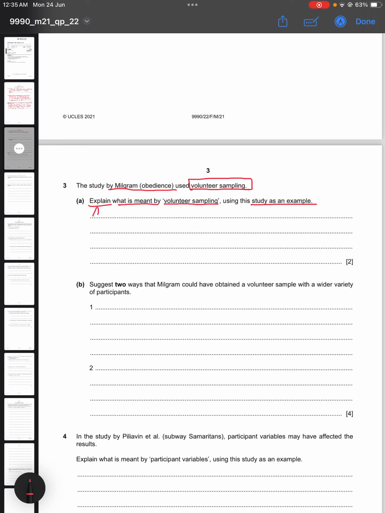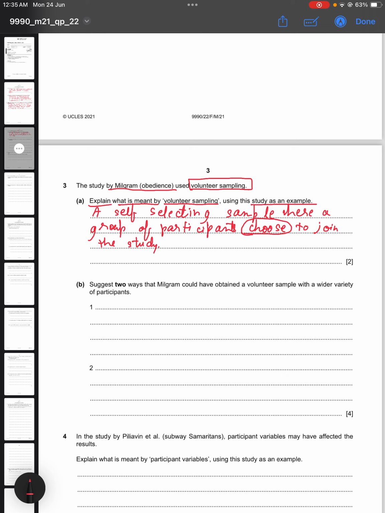So it is a self-selecting sample where a group of participants choose to join this study. So the keyword over here is choose, that they themselves choose to be a part of this study.